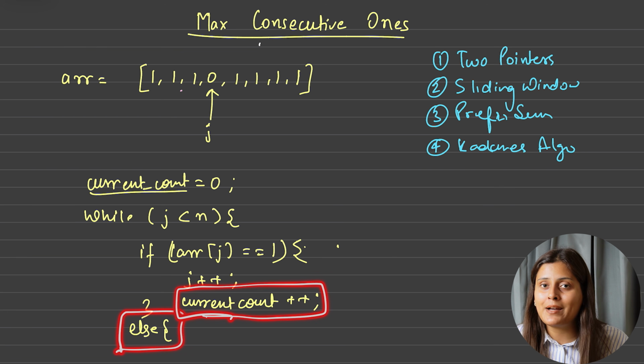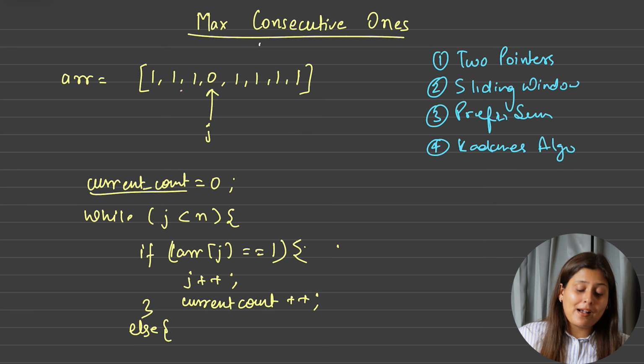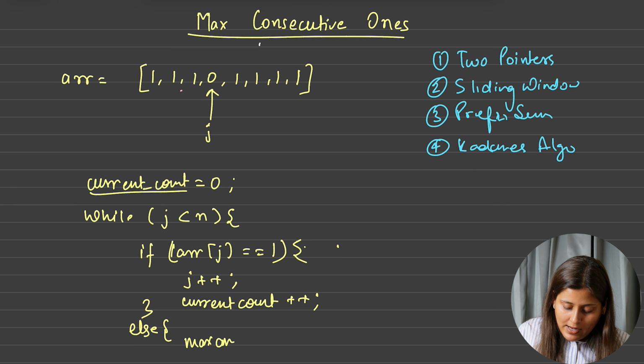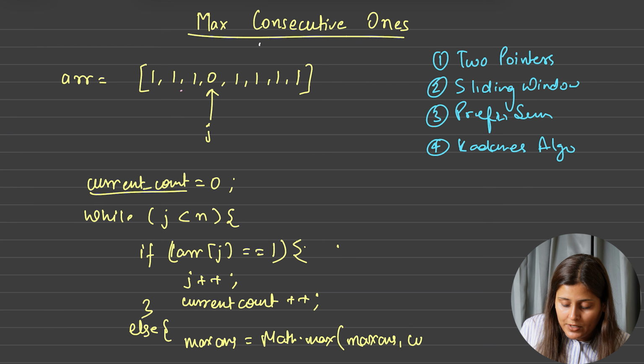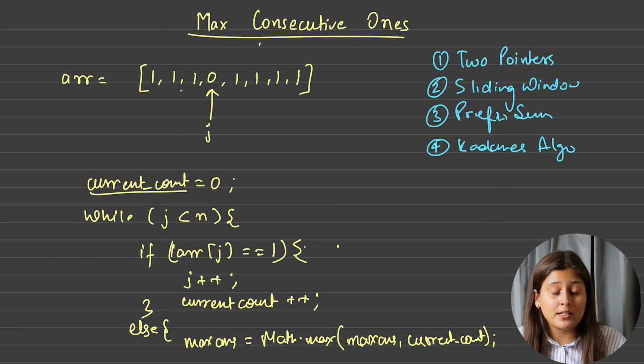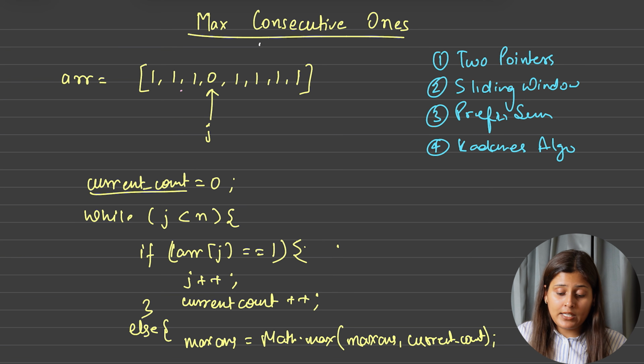So what do you think? What is my task? My task is to update in my maximum answer, correct? So what I'll do? I will update my max answer. So max answer is equal to math.max with previous maximum answer or the current count, whichever is maximum. Okay. I will update this with my current count.